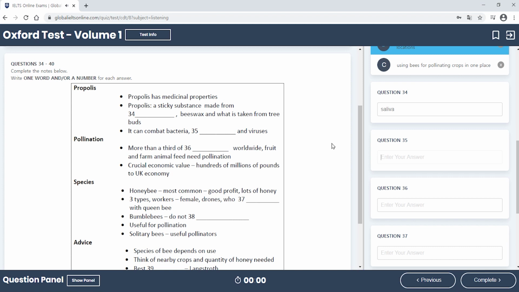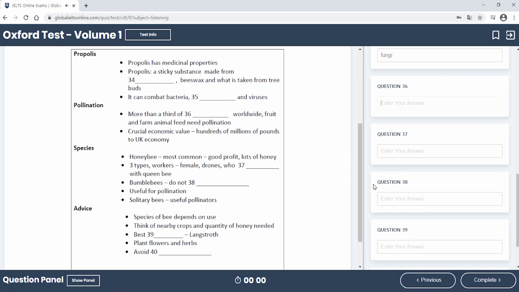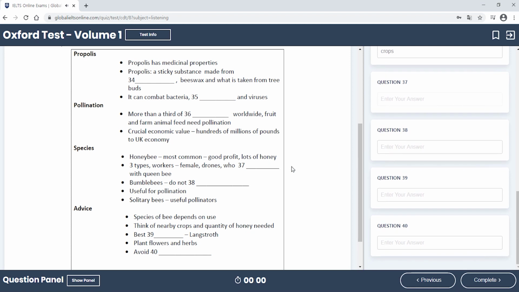Having said that, propolis does appear to have anti-inflammatory properties and can be used to fight against bacteria, fungi, and viruses. It can also be used in face creams and cosmetic ointments. Not only that, but over a third of the world's most important crops and much of the fruit and vegetables we consume, as well as food for farm animals, are dependent on bee pollination. What is more, bee pollination provides significant economic value, providing hundreds of millions of pounds to the UK economy alone.